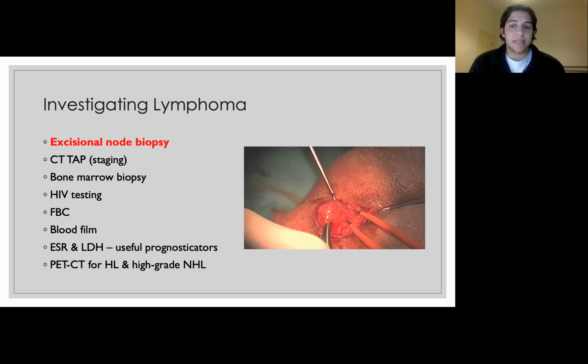In terms of investigating lymphoma, the gold standard is an excisional node biopsy. You can see in the picture there's a big lymph node which is about to be removed, and then it'll go off to the path lab. CT TAP for staging, as we discussed before. Bone marrow biopsy is important. HIV testing, FBC and blood film. ESR and LDH are useful prognosticators, so the higher they are, the worse the prognosis is going to be. And lastly, a PET CT for Hodgkin's lymphoma and high-grade non-Hodgkin's lymphoma.